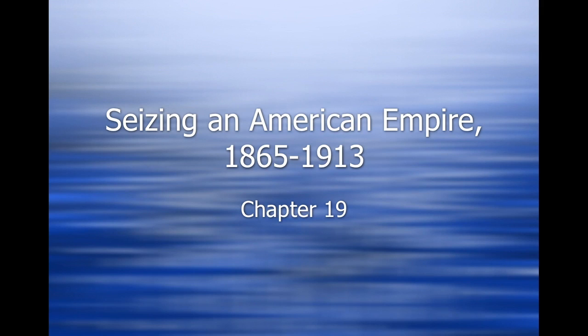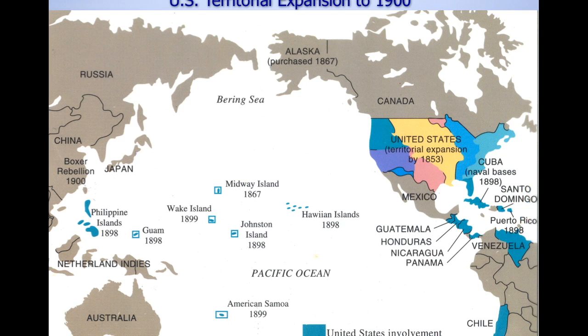This is the instructor's overview for Chapter 19, Seizing an American Empire. In this chapter, the textbook discusses how the United States became actively engaged abroad, looking carefully at American foreign policy. Sometimes the United States engaged with its military in foreign nations to protect our economic interests abroad, such as in Nicaragua and Guatemala. Other times, the United States acquired colonies.